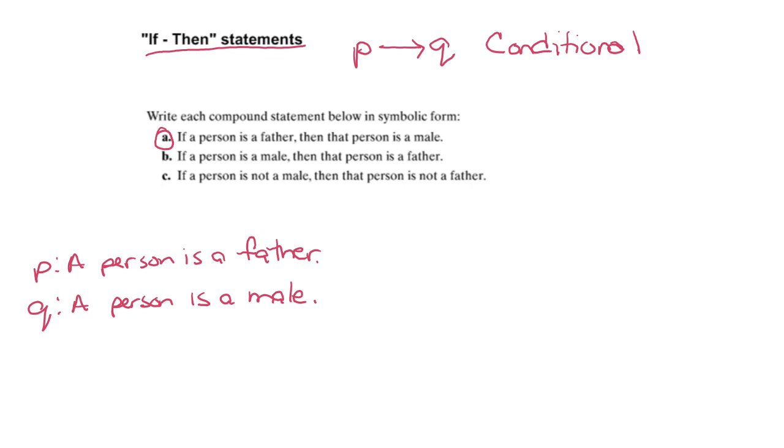So for part A, it says, if a person is a father. So notice in this case here, we have an if and we have then. And there's also a comma right here. So that is considered a conditional statement. That means we're going to be using that arrow. So if a person is a father, if P, then, there's my conditional, that person is a male would be Q. So we say if P, then Q.